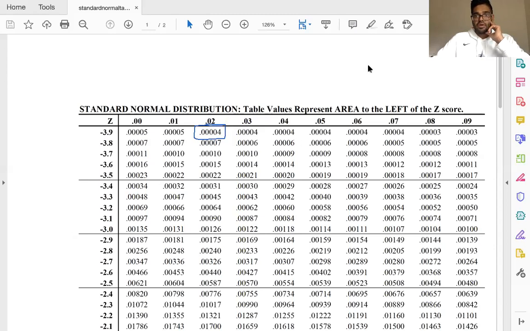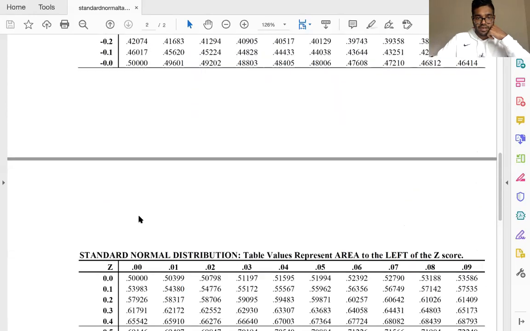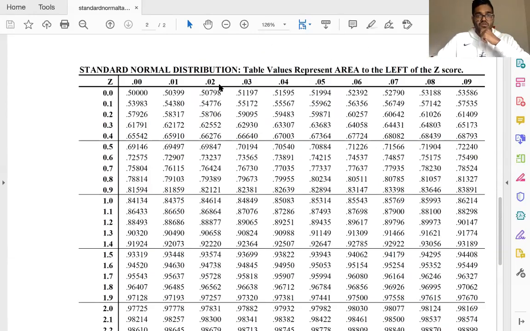In the problem that we just did, we had a z-score of 1.22. So you just have to move around a little bit. You have the negatives here, and then it keeps moving on to the second page. Here are the positives. So I look at 1.2, and then at the top you look at 0.02, so that's 1.22. That's what we're looking for. Then you just find where they meet on the table, and they meet down here. This right here is the probability.